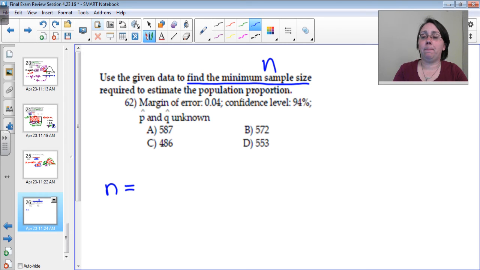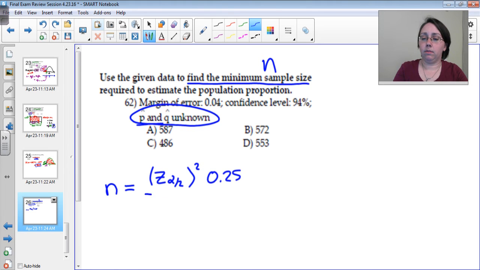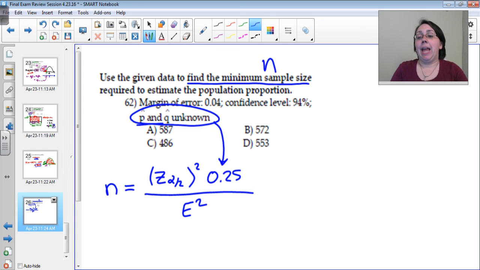We have P hat and Q hat are unknown. With Z sub alpha divided by 2, in parentheses squared, times 0.25 over E squared. All right, so because P hat and Q hat are unknown, we use 0.25. Not squared, just 0.25. If we had P hat and Q hat, then we would put them there instead and multiply them. All right, let's start with, well, where do you want to start?